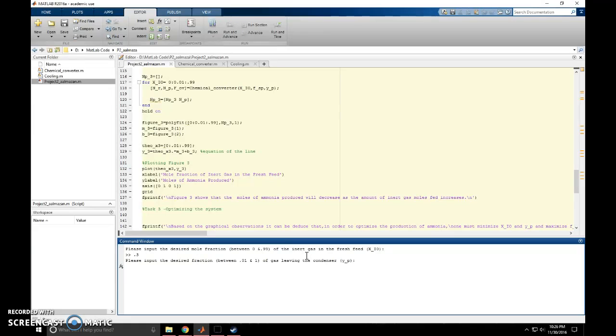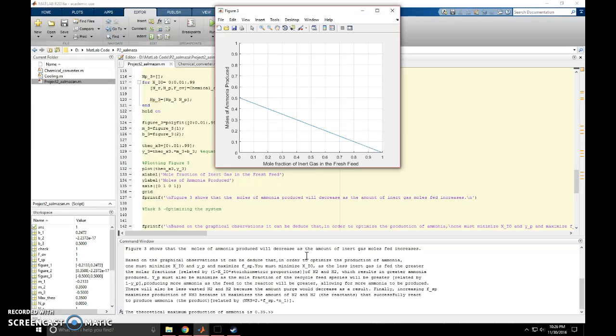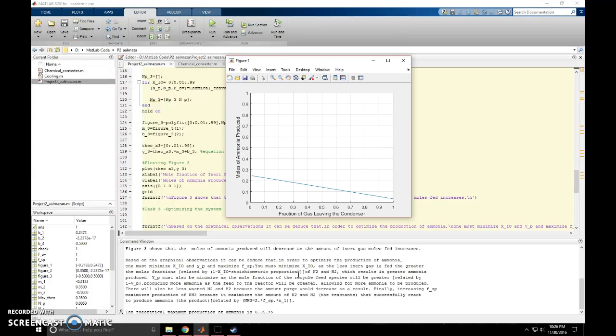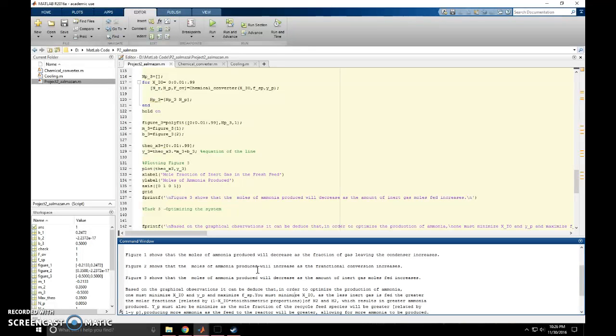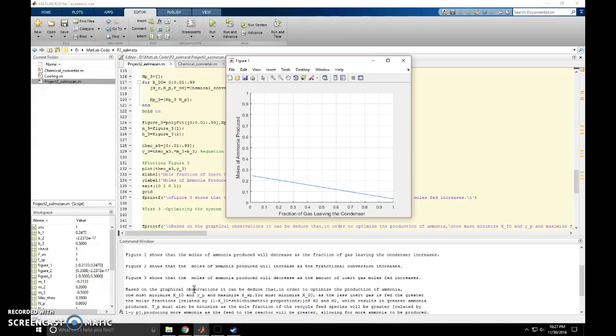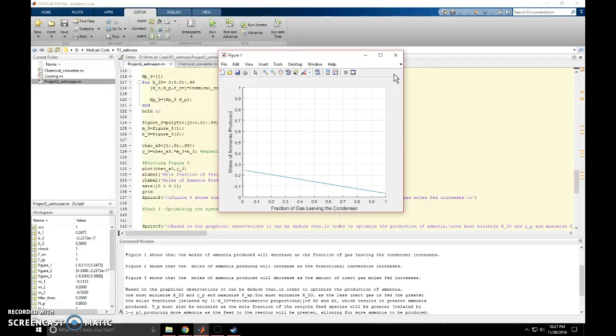Just put in a test case here, and we see here, given 3 figures, figure 1 is going to show us that the more gas that leaves the condenser, the less ammonia will be produced. So figure 1 shows that the moles of ammonia produced will decrease as the fraction of gas leaving the condenser increases, which is shown here. It's easy to see. Fraction of gas leaving the condenser up to 1, moles of ammonia produced keeps decreasing.